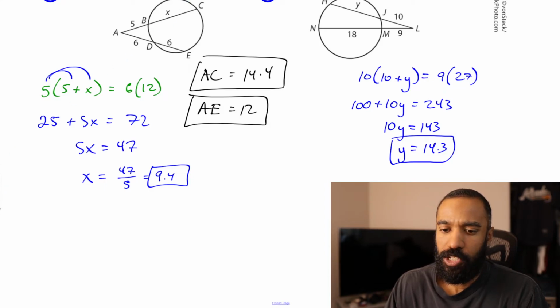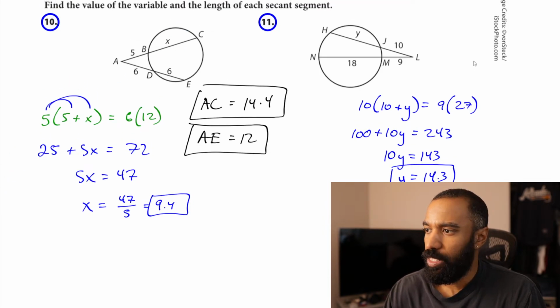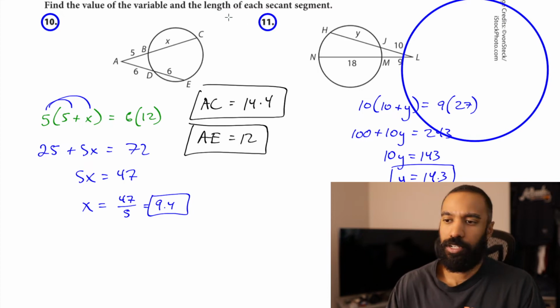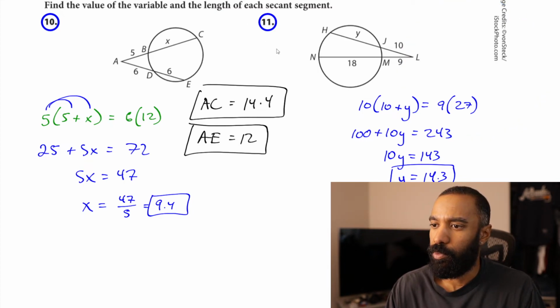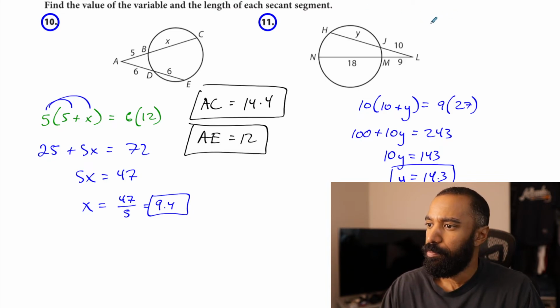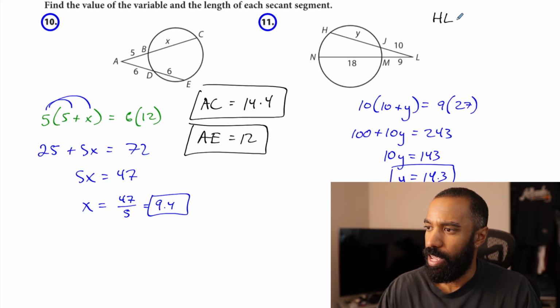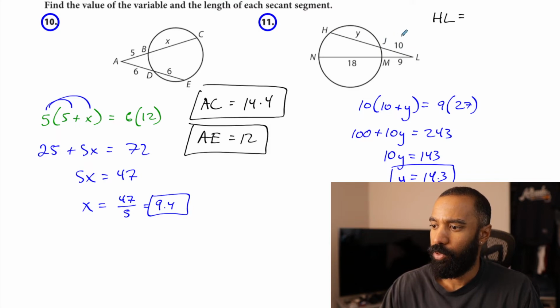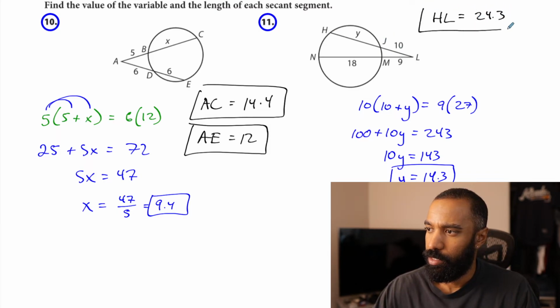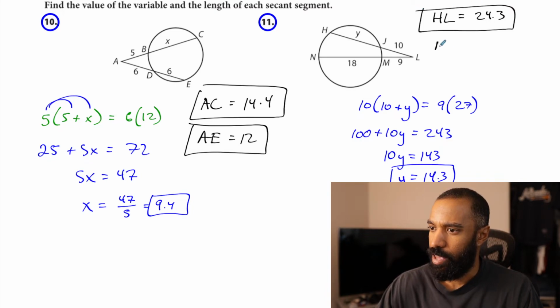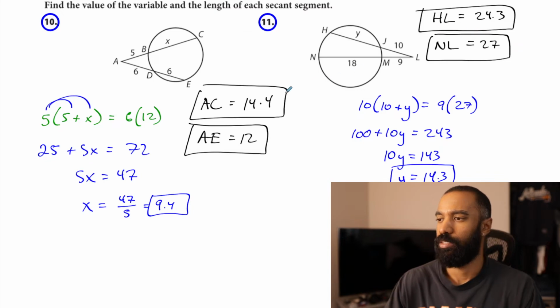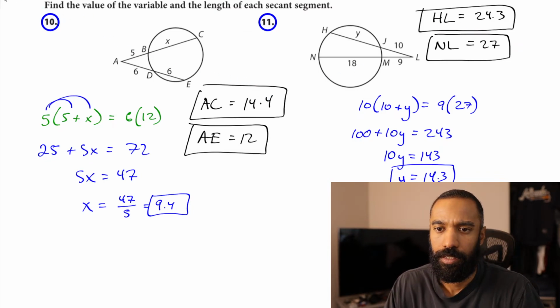Find the length of each segment. Let's clear this out. Whoa, what did I just do? Wrong tool. Give me one second. All right, find the length of each segment here. We get the length of HL. That's 10 plus 14.3, which is 24.3. And then the length of NL is 27.